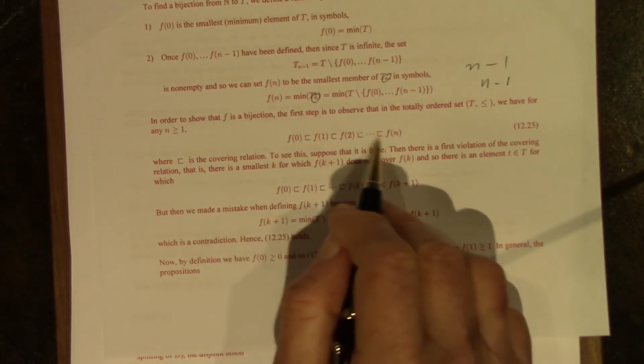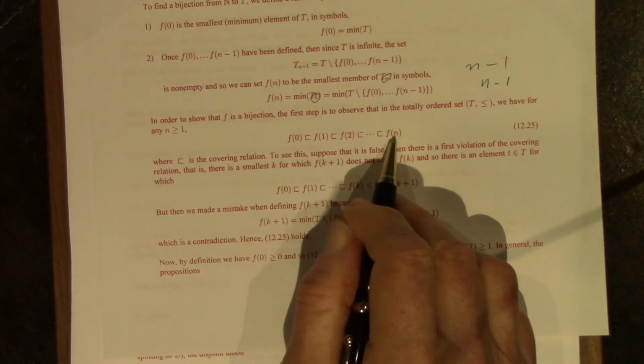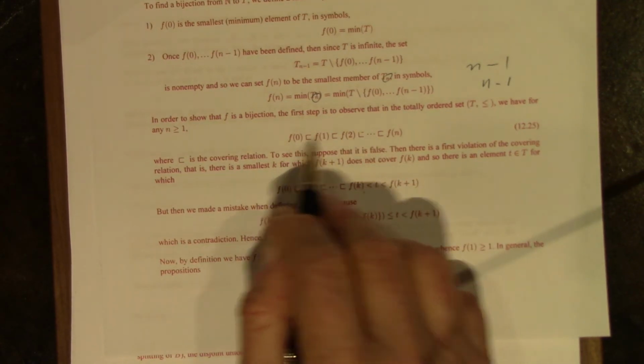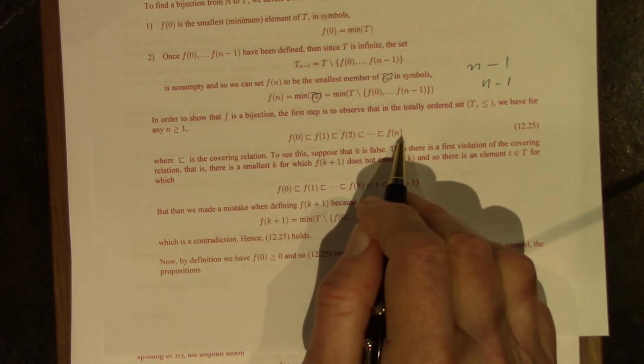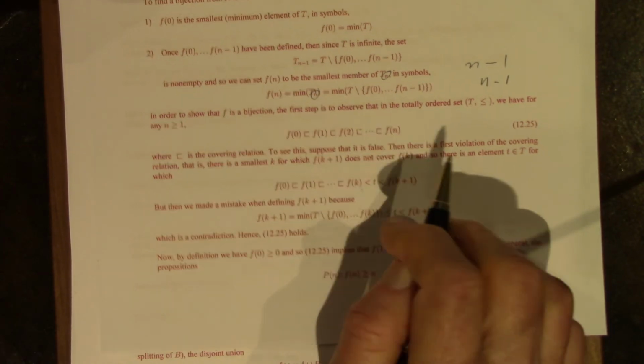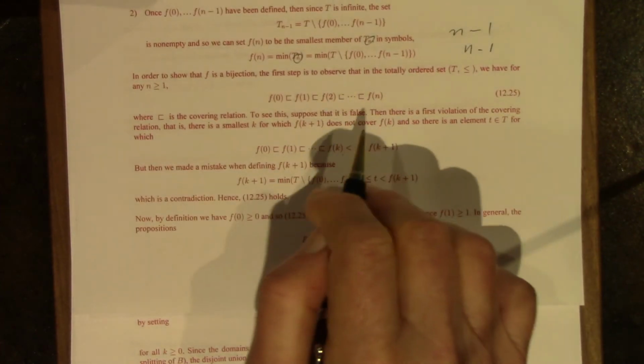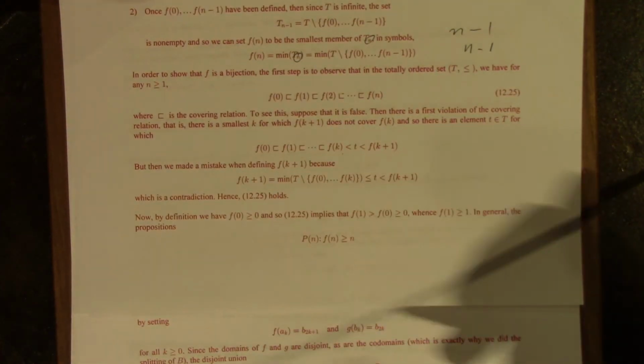For any n bigger than or equal to 1, there's a covering chain from f of 0 to f of n. Okay, so we're going to need this. This is going to help us prove surjectivity of f.